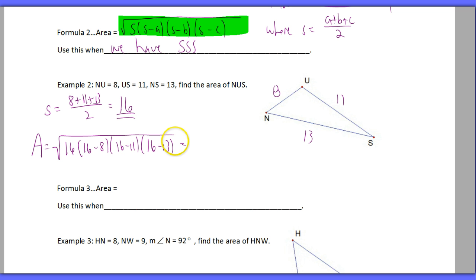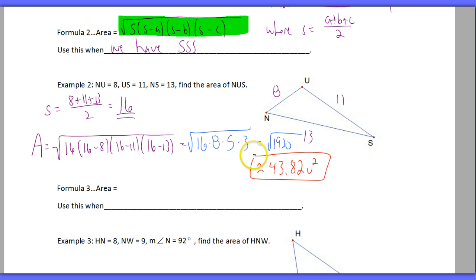Before I go to my calculator to actually get a decimal approximation for this one, I'm going to simplify the inside a little bit. 16, then 16 minus 8 is 8, 16 minus 11 is 5, 16 minus 13 is 3. So those numbers are going to be easier to multiply. If you want to go to your calculator for that, you can. We get the square root of 1,920. We're just looking for a decimal approximation here, so go ahead and take the square root of that number. And it comes out to about 43.82 units squared.